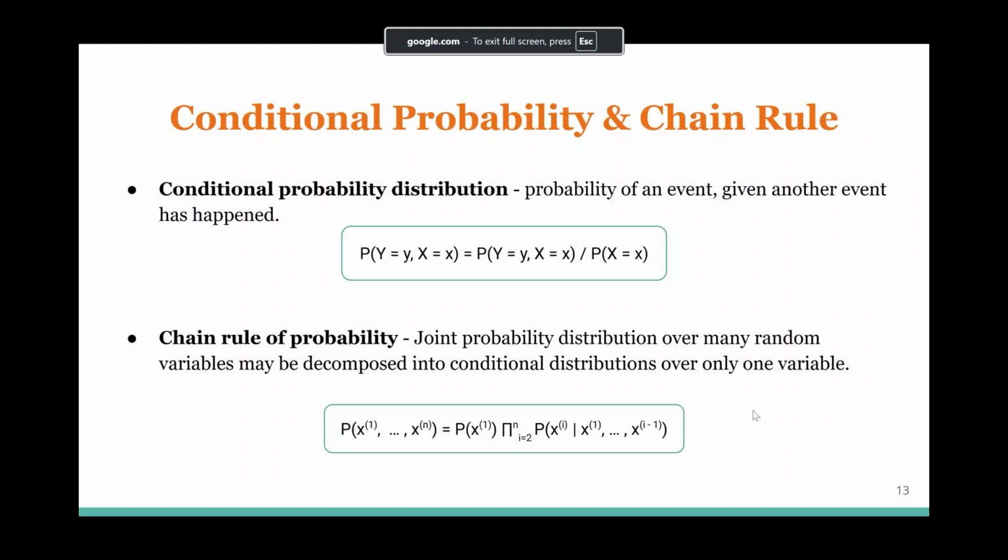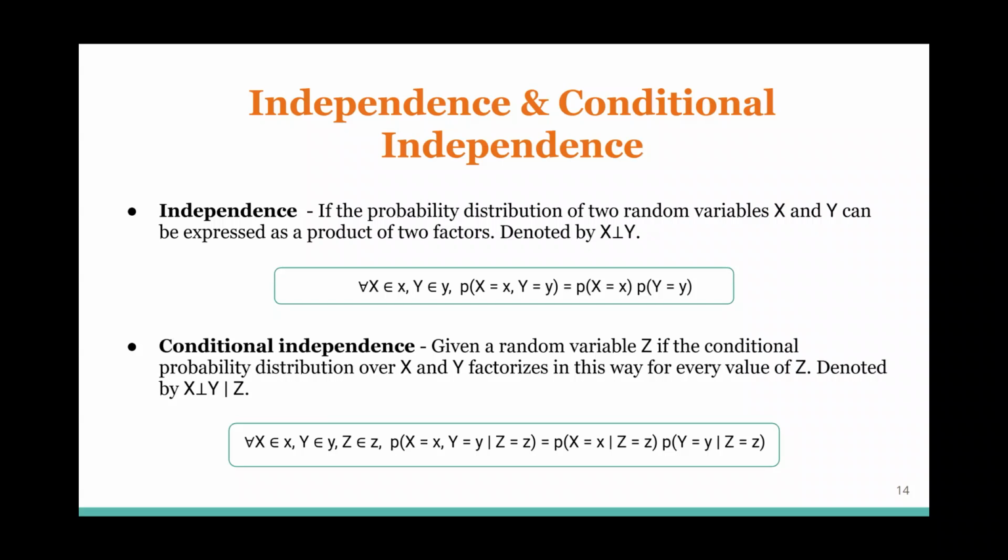Okay, so last time we were done with conditional probability and the chain rule of probabilities, right? So no questions over here, right? We're good until here. So I'll move on to the next topic, which is independence and conditional independence.